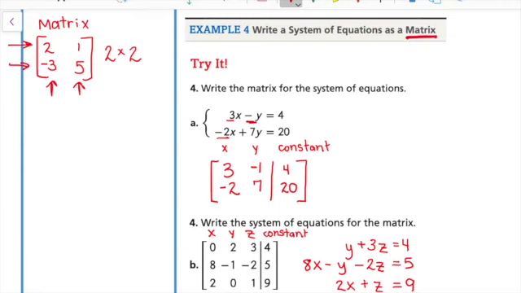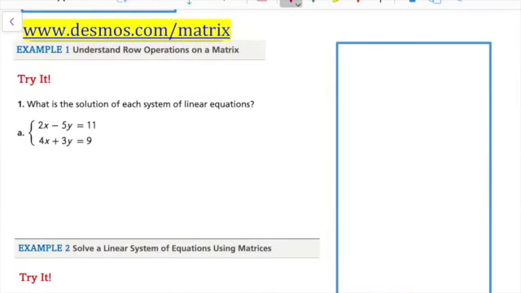So again, we will be using this information in our next example, but first to see if you can figure out what it's like to write a matrix for the system.